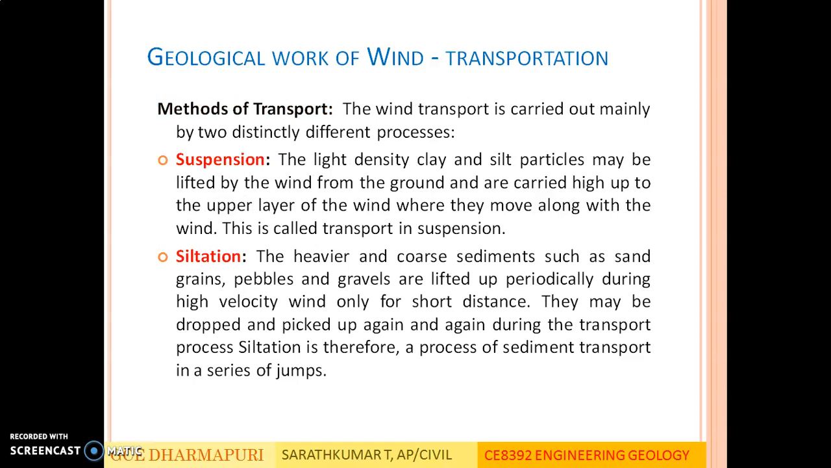How does the wind transport? The wind transports the particles by two methods, suspension and saltation. Suspension. The light density clay and silt particles may be lifted by the wind from the ground and carried higher up to the upper layer of the wind, where they move along with the wind. This is called transport in suspension. The particles are suspended in the wind. Whereas in the second mode of transport, saltation, the heavier and coarse sediments such as sand grains, pebbles and gravels are lifted up periodically during high velocity wind only for short distances. They may be dropped and picked up again and again during the transport. So the process of saltation is a process of sediment transport in a series of jumps.